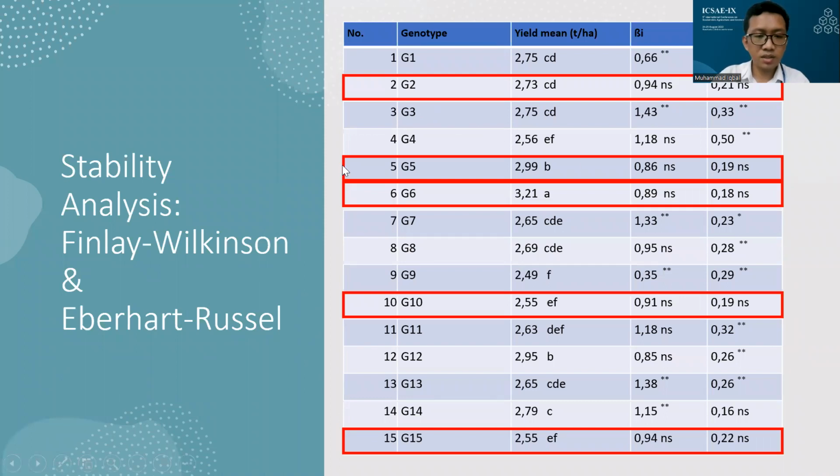Then for the stability analysis, Finlay-Wilkinson and Eberhart-Russell, we found that there are 5 genotypes considered stable in both parameters. And here, genotype 6 as the best performing one is considered stable because the regression of Finlay-Wilkinson is insignificant to 1, and then the deviation of Eberhart-Russell is insignificant to 0. And then for the check lines, we only found Mutiara 3 is considered stable by both parameters.